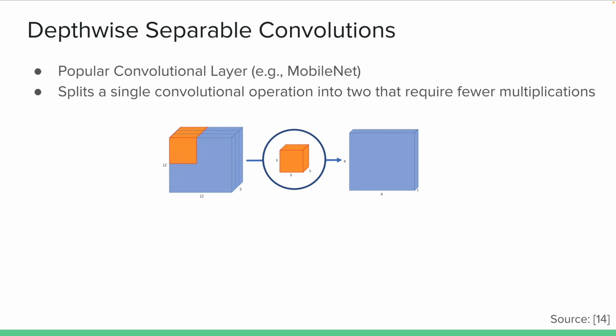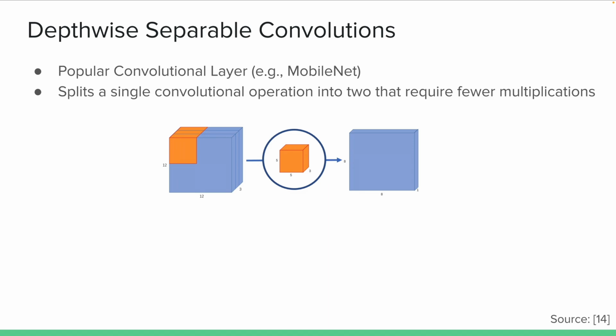Imagine we have a 12 by 12 by 3 input and a 5 by 5 kernel. The kernel would also need a depth of 3 to have access to all 3 depth channels that we have. In this case, say it's an RGB image. And then when we run this one convolutional operation without any padding, we would obtain an 8 by 8 by 1 output feature map.